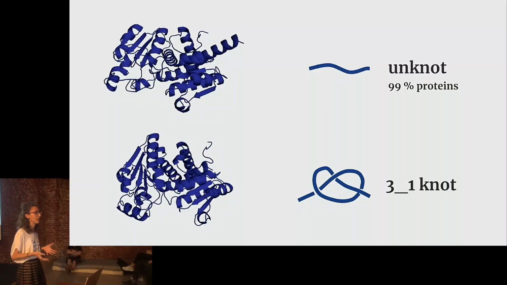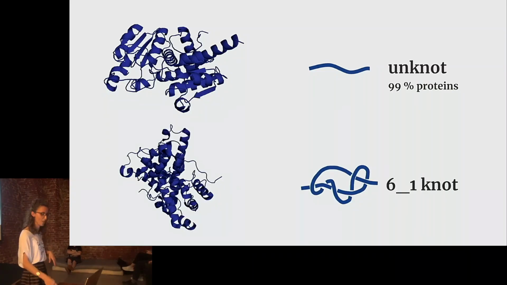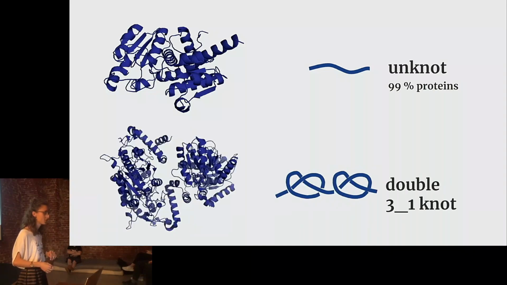However, most of the proteins are unknotted, so if you pull the protein from both ends, it will stay in a linear strand. But some of the proteins have a knot. It's about 1% of the proteins, and the most common knot, 3-1, is the simplest one. But we can have other beautiful guys like 6-1 knot, or even a double 3-1 knot.